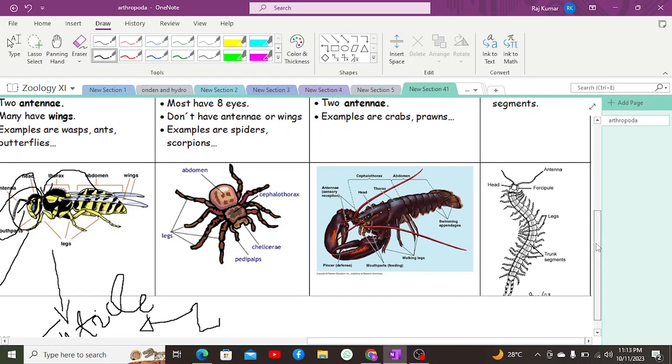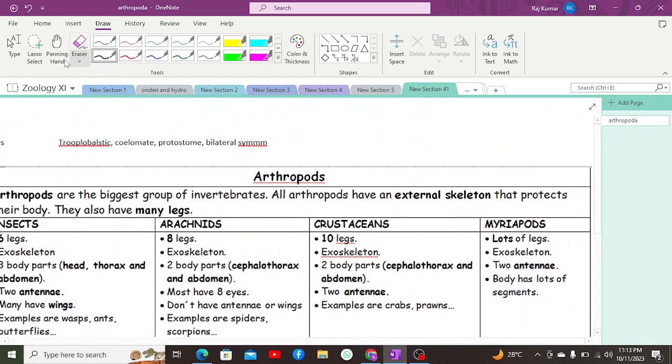When it comes to the digestive system, it is simple. It is a tube-like digestive system consisting of a mouth and anus with a complete alimentary canal. Their digestive system is divided into three parts: the foregut, midgut, and hindgut, and organs are present here.